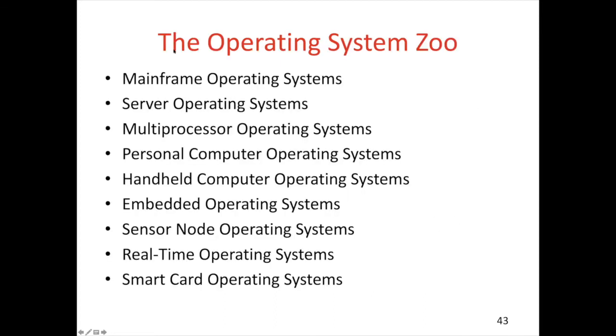In the operating system zoo, we have different kinds of operating systems. Each kind of operating system is developed according to the requirements of the related system to be developed. For example, mainframe operating systems, server operating systems, multiprocessor operating systems, personal computer operating systems, handheld computer operating systems, embedded operating systems, sensor node operating systems, real-time operating systems, and smart card operating systems.